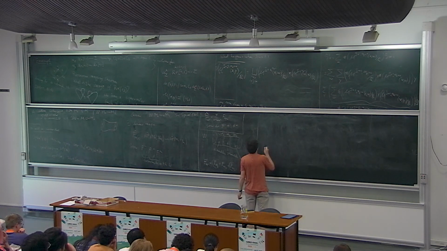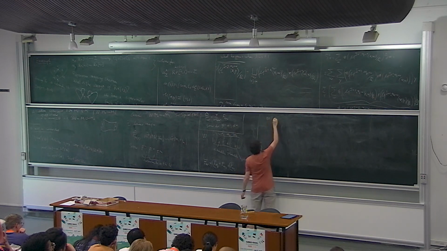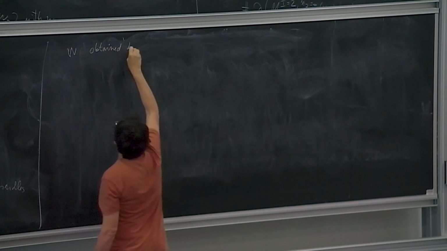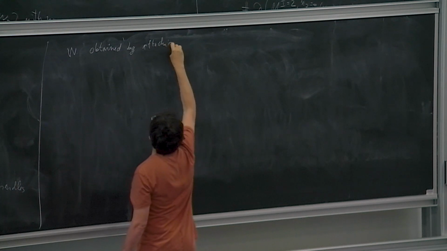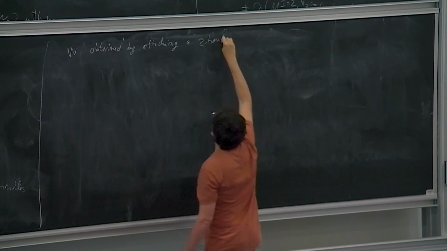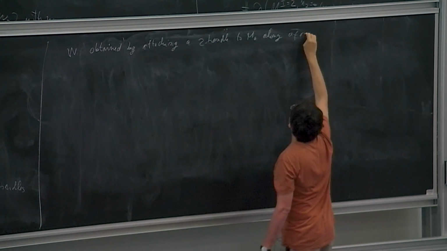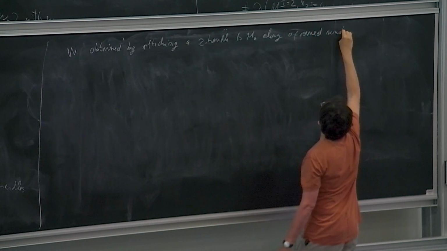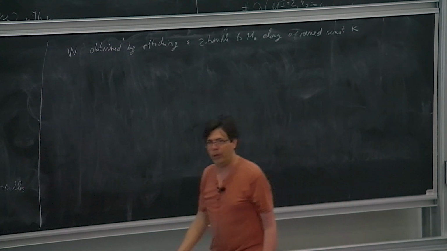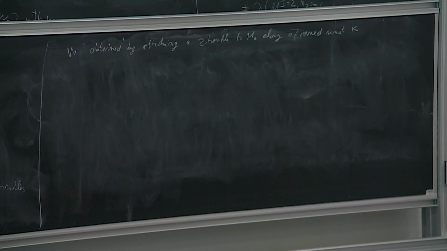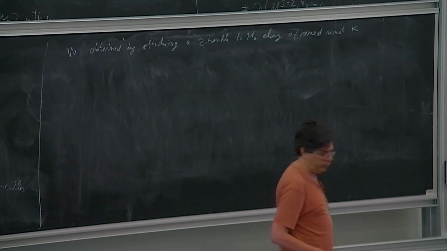a two handle. So suppose W is obtained by attaching a two handle to M0 along a framed knot K. A framed knot is a knot which comes with a trivialization of the normal bundle. Of course, for a knot in a three manifold, the normal bundle is always trivializable, but you have infinitely many trivializations, and so a framed knot is the choice of one of them.